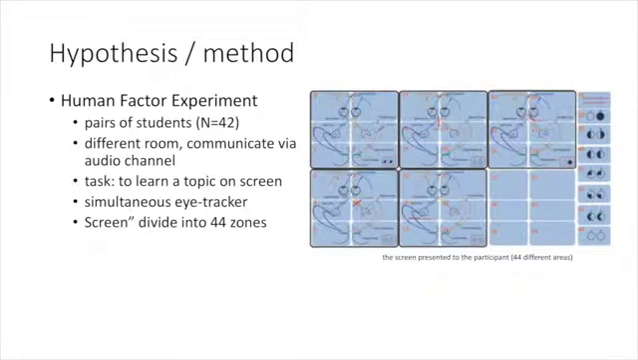The experiment involved pairs of students, and the sample size was 42. The students worked in pairs in different rooms looking at the same diagram on a computer screen, but they could communicate via an audio channel. A diagram was presented to participants on a computer screen, and they were expected to learn a topic like how the brain processes visual information. The figure shows an example diagram shown to the participants. The screen was divided into 44 different areas based on the experiment conditions. Their eyes were tracked, and the pairs could see their partner's gaze points during the experiment round.